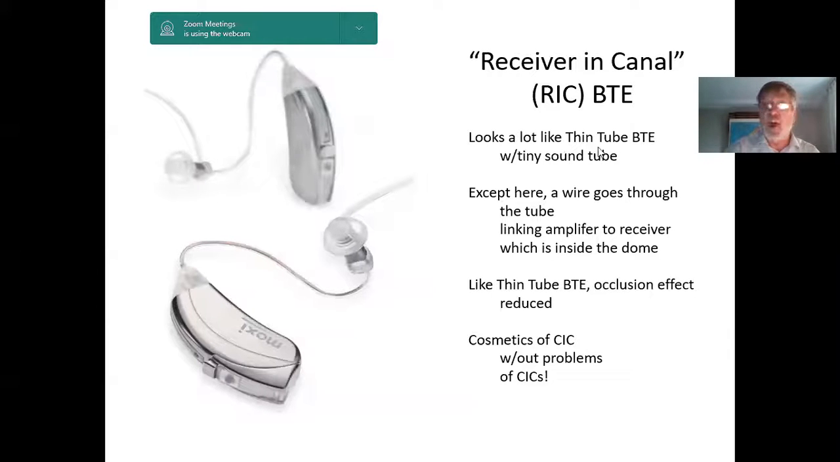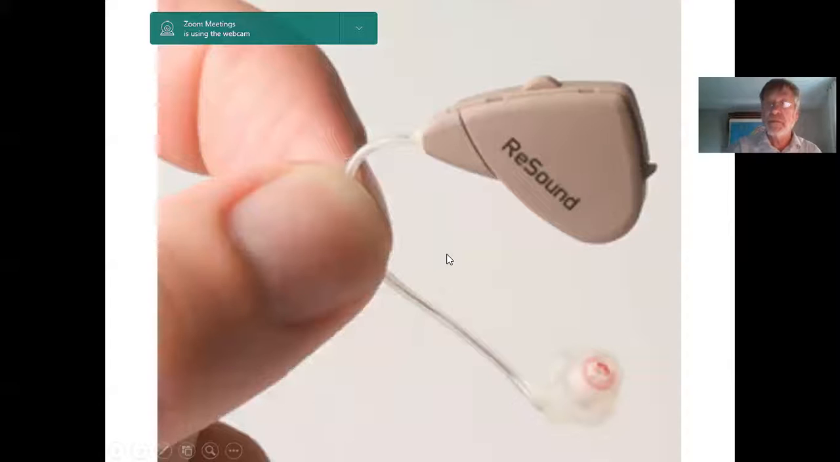Here it says it looks a lot like a thin tube, except a wire goes through the tube, linking the amp to the receiver, which is inside the dome. Like thin tube BTEs, the occlusion effect is reduced, and you get the cosmetics of a CIC without the problems of a CIC. Here's a picture of one close up. Here's the hearing aid, and the wire goes through the tube, and the receiver is inside here.